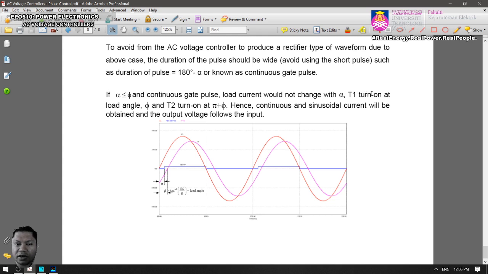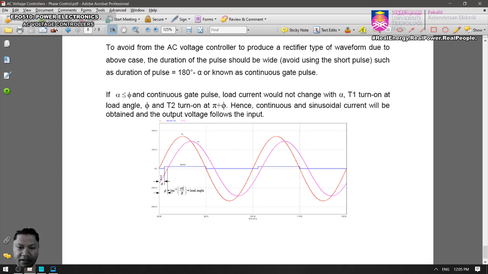T1 turns on at load angle alpha, and T2 turns on at pi plus alpha. Hence, a continuous sinusoidal current will be obtained and the output voltage will be continuous. So if you have this case of alpha below the phi angle, the output voltage is continuous.